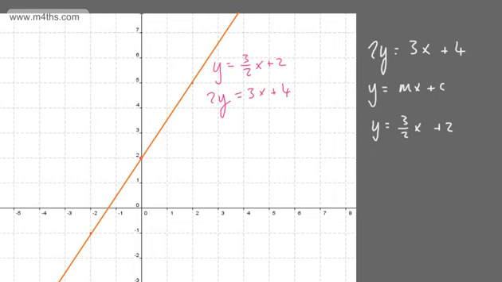Okay, we'll do another one now. What we'll have is the following. We will have 3y minus x is equal to, and we'll go for 9. Okay, so this one, first thing we want to do is add x to both sides. So 3y will be equal to x plus 9. Dividing through by 3, y will be equal to 1/3 x, or x divided by 3, plus 3.